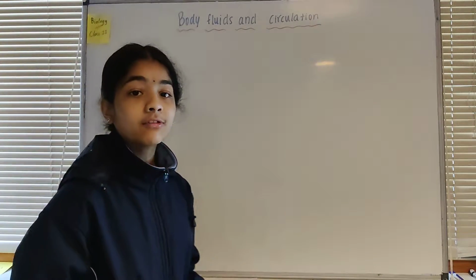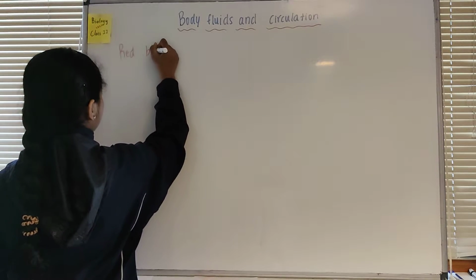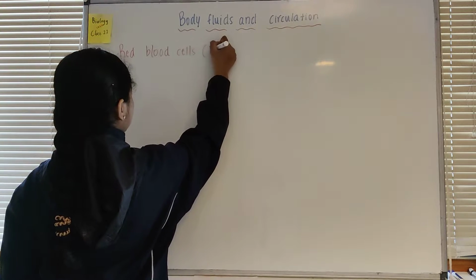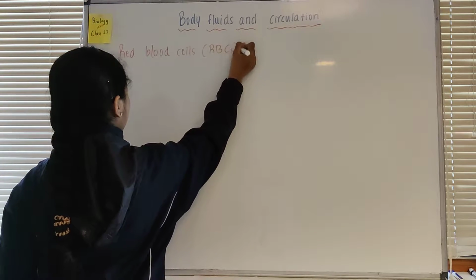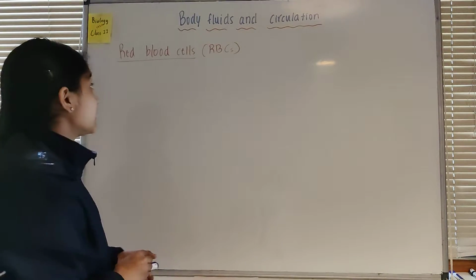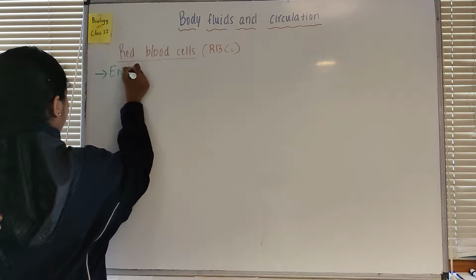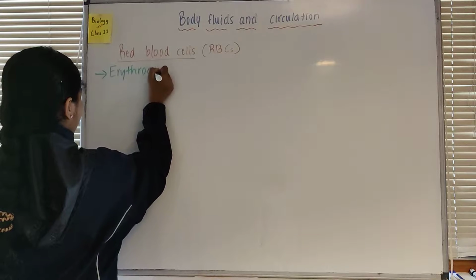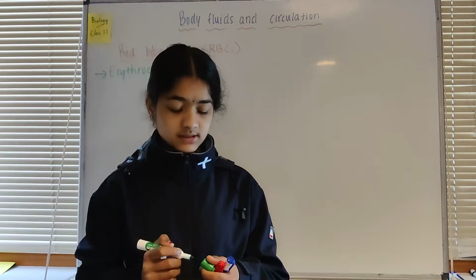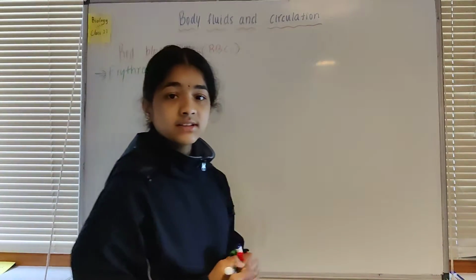In this video, we'll discuss the red blood cells. Red blood cells, in short form, are also termed as RBCs, and they're also called erythrocytes. So this is the term that we give to the red blood cells. Now let's talk about some of the basic things about the red blood cells.